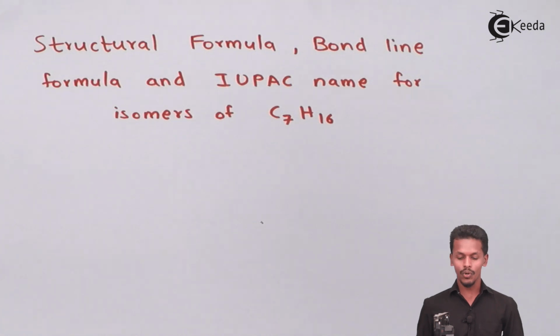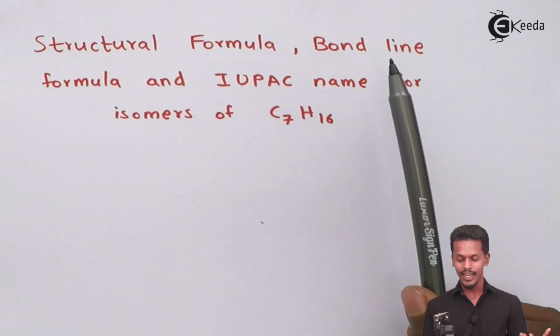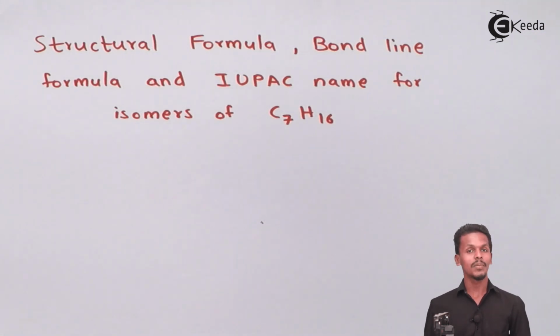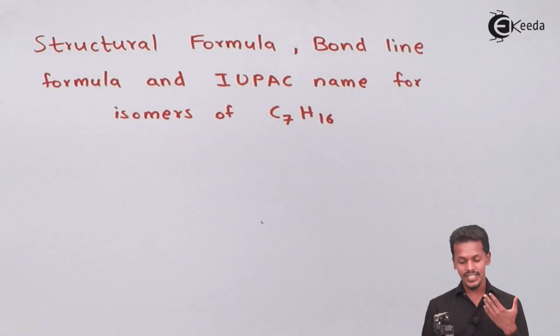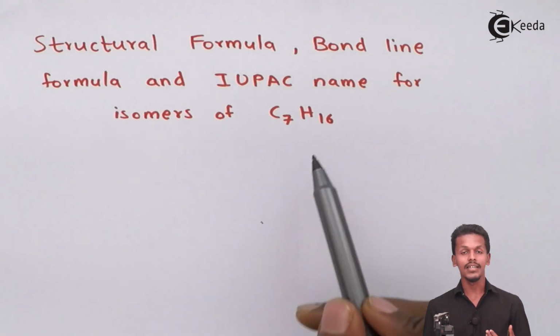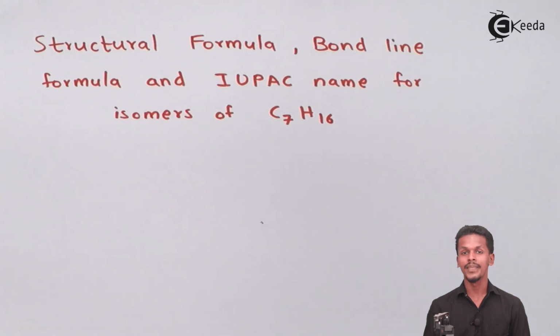So now here we are going to draw the structural formula, the bond line formula, and we will write the IUPAC name for the isomers of C7H16. That means a hydrocarbon, basically an alkane, which has 7 carbon atoms and 16 hydrogen atoms in its overall molecule. Based on this we have to draw the isomeric structures, and write the bond line formula as well as the IUPAC name of each isomer. So let us start with the first one, because it consists of the molecular formula C7H16.